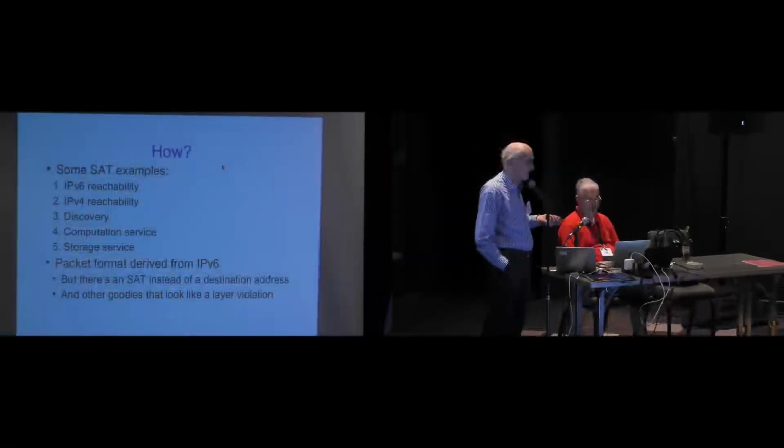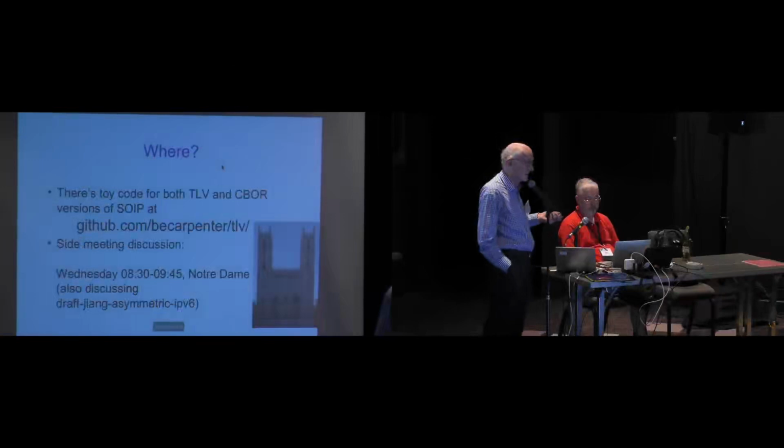Packets are in the format derived from IPv6. This is a low-level protocol, but there's a service action type instead of a destination address because users don't care about destination addresses. And there are other goodies that look like a layer violation because actually this thing is intentionally a layer violation. There's some toy code that's probably not worth looking at.